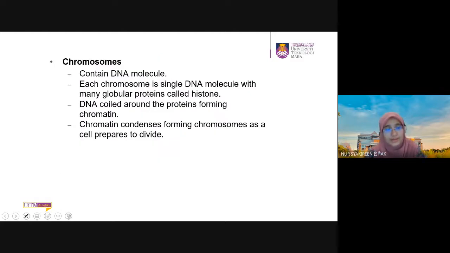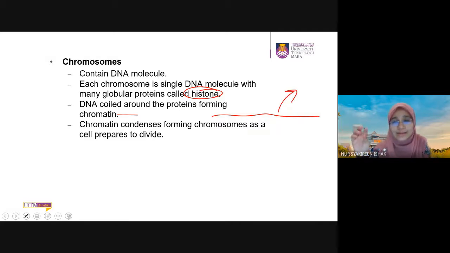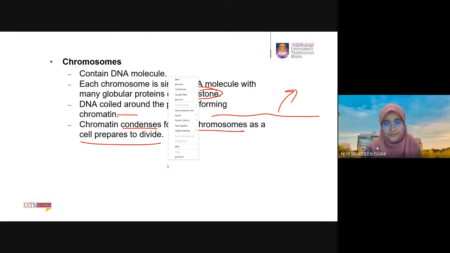So next is the chromosome. The chromosome contains a DNA molecule. Each chromosome is a single DNA molecule with many globular proteins called histones. DNA is coiled around the protein, forming chromatin. Chromatin is a thin thread of DNA. Before the cell enters the phases of cell division, mitosis or meiosis, the chromatin condenses, forming chromosomes as the cell prepares to divide.